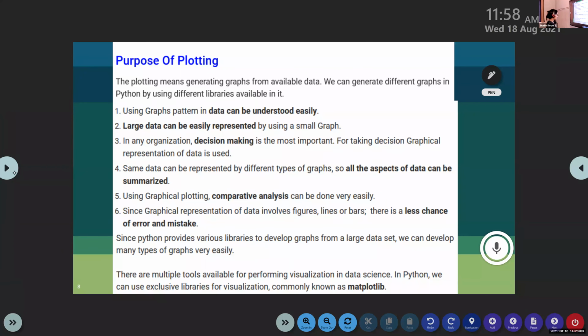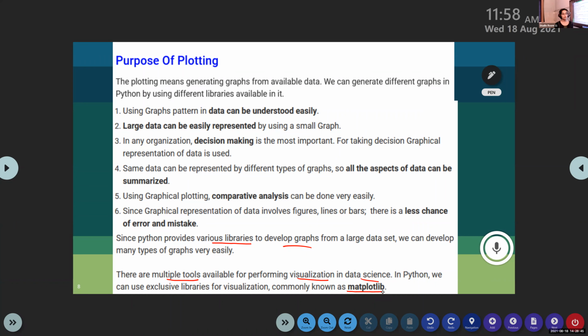After that, now we are going to continue. Python provides various libraries to develop graphs. So in this chapter, we are going to learn to develop graphs using various libraries provided by Python. There are multiple tools available for performing visualization in data science. In Python, we have Matplotlib. We can use exclusive libraries for visualization, commonly known as Matplotlib. Please do write. This is the library which is used for visualization.